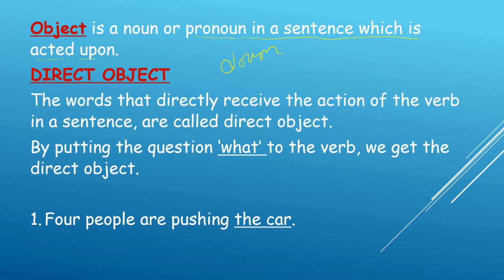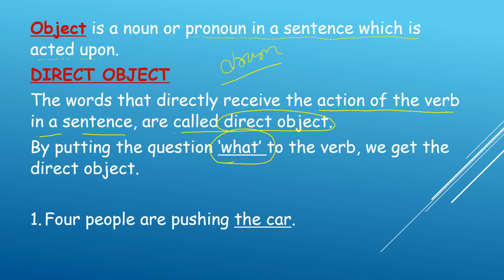What is a direct object? The words that directly receive the action of the verb in a sentence are called the direct object. You can see the example. The children played drum. So drum received the direct action. That's why it is called direct object. And it is very easy to find out when we put a question.